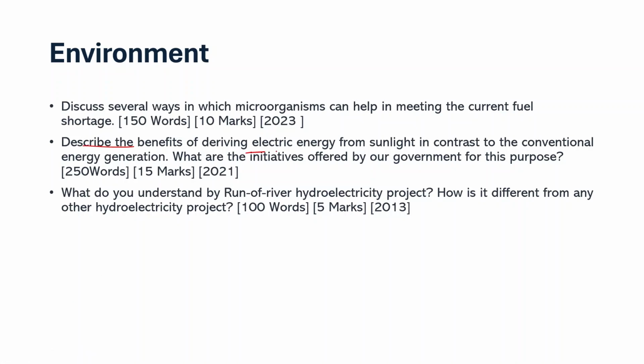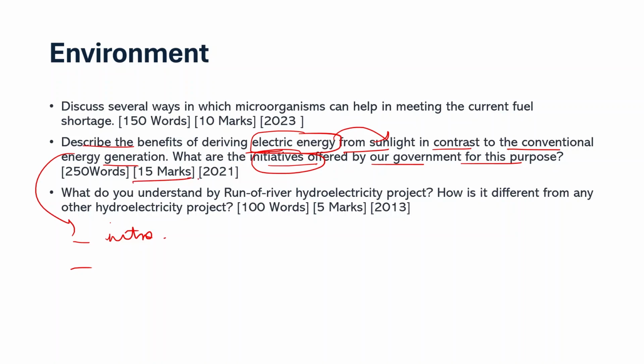Then describe the benefits of deriving electric energy from the sunlight in contrast to the conventional energy generation. What are the initiatives offered by the government for this purpose? Okay, so again, what is the question talking about? Benefits of electric energy from sunlight in contrast to conventional energy generation, right? And then the initiatives offered by the government for this purpose. Notice that this is a 15 marker.